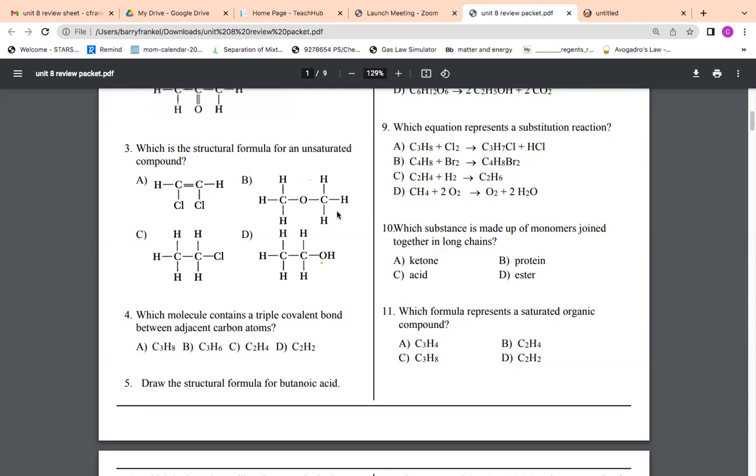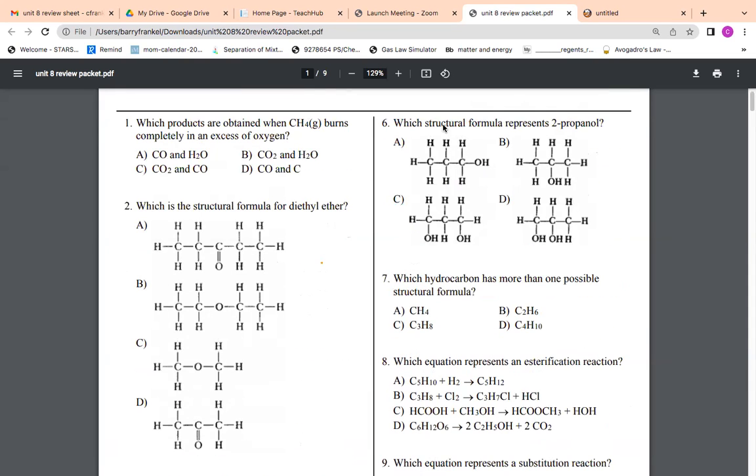All right, let's go back up. Number 6. Which structural formula represents 2-propanol? So prop, I want to make sure I've got 3 carbons. I see all of them are 3 carbons, so I'm going to have to go based off of something else. I see OL. This means that I have an alcohol. That means I should be looking for a hydroxyl group. A hydroxyl group is an OH group, and we only have 1 hydroxyl group. So this one, out. This one, out.